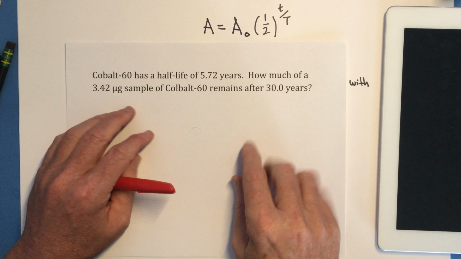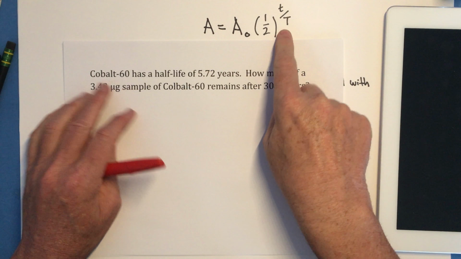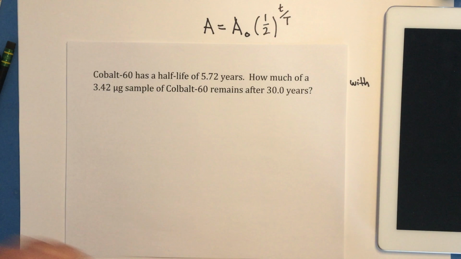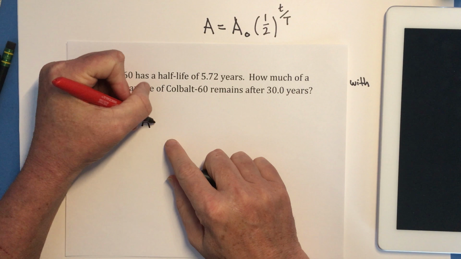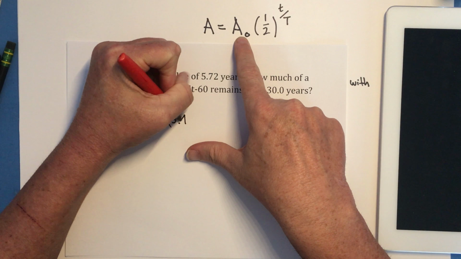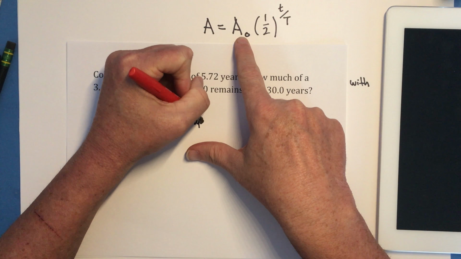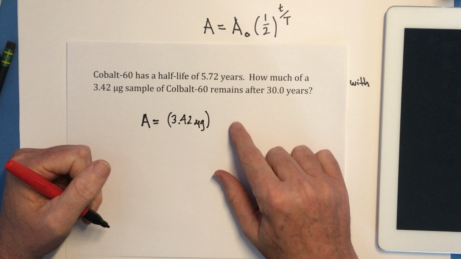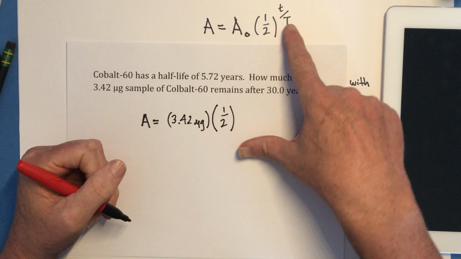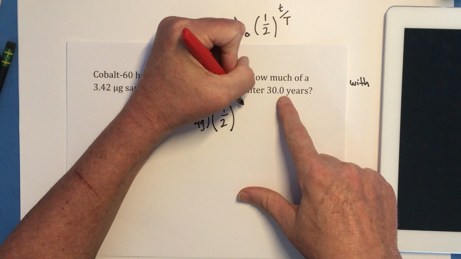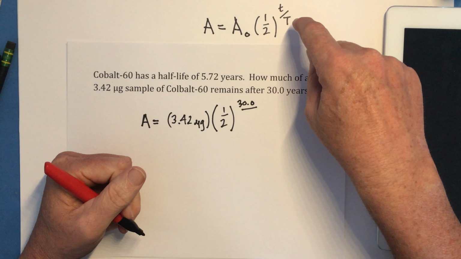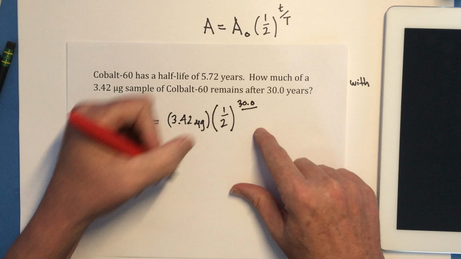So, here we go. This is a basic question. We're going to just use this formula straight away. We need to know how much remains, which will be A. So we can just plug this stuff in. A, which is what we're looking for, is going to equal how much we start with, which is 3.42 micrograms, times 1/2 to the power of lowercase t, how much time has passed, which would be 30 years, so 30.0 divided by the half-life, which is 5.72.